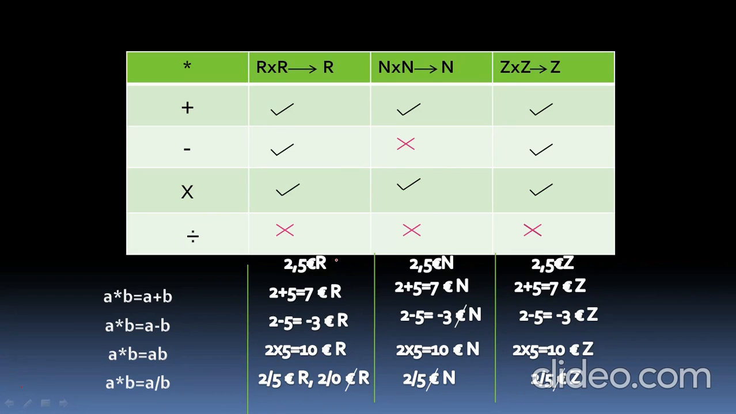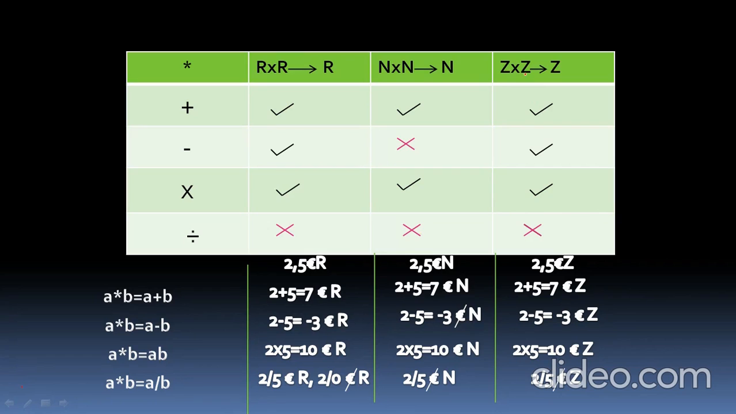Now consider multiplication. Again we multiply 2 into 5. That will be 10, which is again a natural number. And in general, if we multiply two natural numbers, again we get a natural number. So multiplication is a binary operation on the set of natural numbers. Now for division, we see 2 divided by 5. That is not a natural number. So we can say if we divide two natural numbers, it is not necessary that the result is again a natural number. So division is not a binary operation on natural numbers.